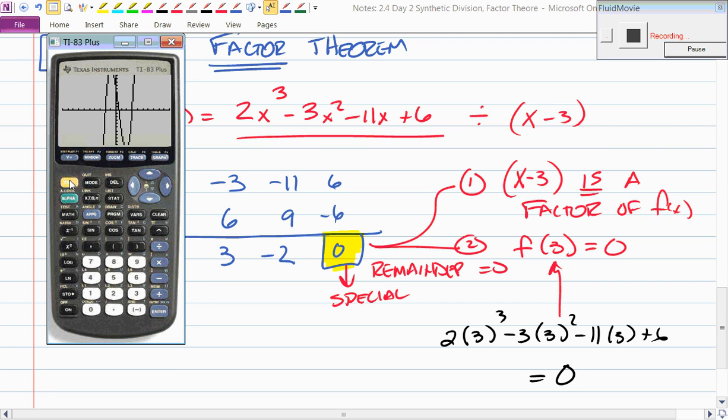Check this out. If I go second calculate, I can see that one of my options is value. If I hit value, you can ask the calculator for specific values of x. So check it out. If I plug in a 3, it's going to spit back to me a 0. We already knew that one. Wait, how did you get to the... Second trace.